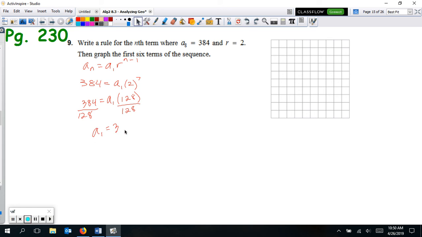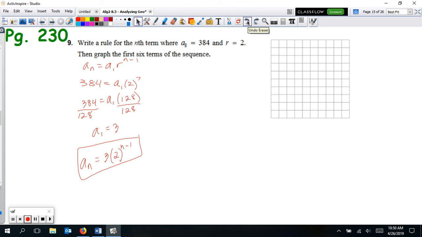So if our a of 1 is 3, now we can write the rule. We're going to just plug in r as 2 and a of 1 is 3. So here's our rule. A of n equals 3, first term, r in the parenthesis, and then n minus 1. So there's our rule, just like we wrote before on the last 4 problems. But this one now wants us to go ahead and find the first 6 terms and plot them on the graph. Well, we now know our first term has got to be 3.